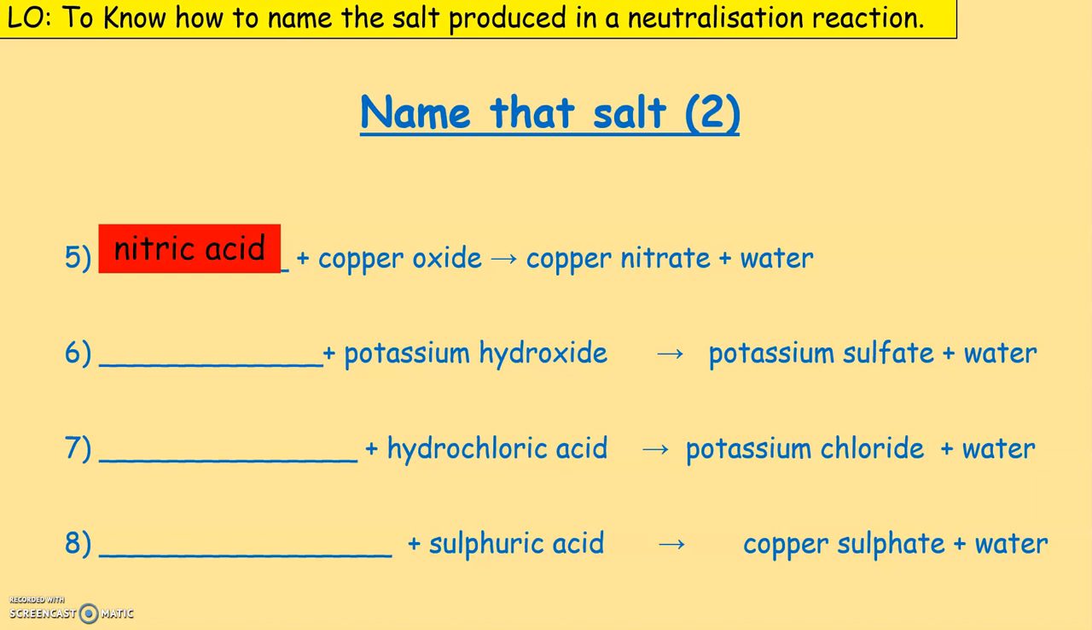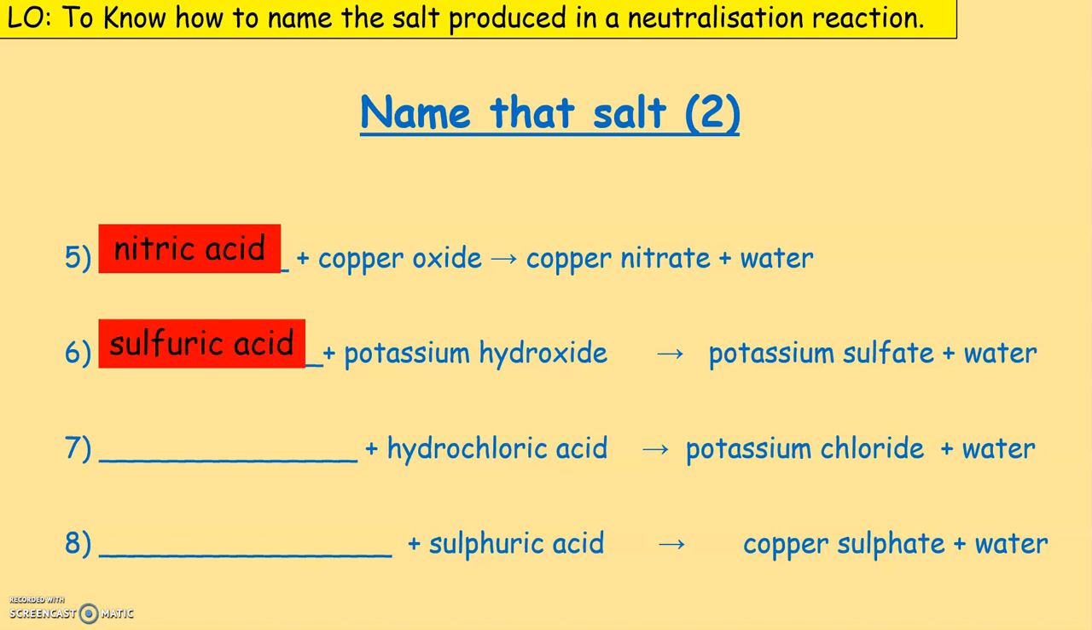Now, the next one is potassium hydroxide, and our product is potassium sulfate and water. So sulfate comes from the acid. What acid sounds like that? I'm sure you'll be able to figure out it's sulfuric acid. Again, give yourself a mark if you got it right, using your green pen to make your corrections.